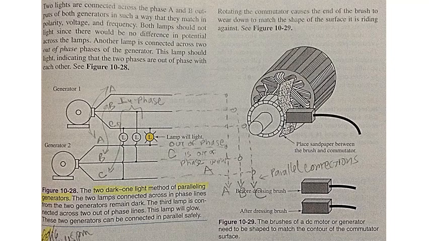Dressing brushes refers to shaping the end of the brush to match the surface of the commutator or slip ring. A fine grade of sandpaper or emery cloth can be used for this purpose. The sandpaper is placed between the brush and the commutator with the rough side facing the brush. Rotating the commutator causes the end of the brush to wear down to match the shape of the surface it is riding against. For these, see figure 10-29.